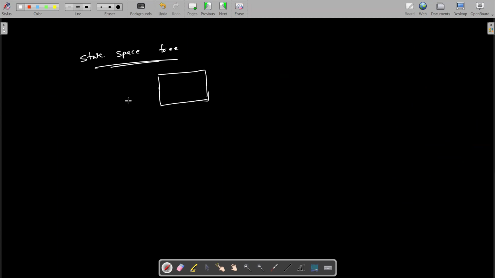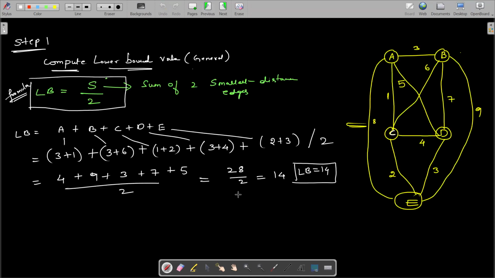So this is our level 0. Whatever I am writing here is level 0. So we are starting here. Start, lower bound is equal to 14. So we just started. Now this is for general. When you see this graph, we generally constructed a state space tree level 0, so that lower bound value is 14.